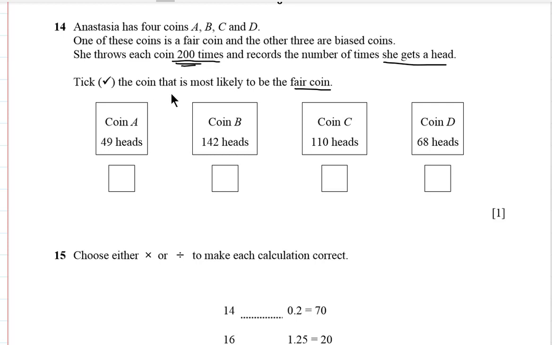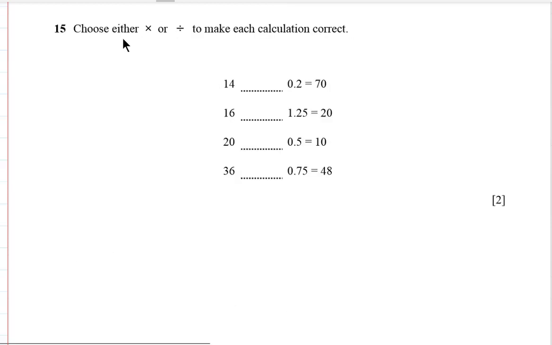So we will search for the nearest or the closest number to half of 200. Where is the closest one? Of course, 110. This is the answer. Very nice question. Question 15.